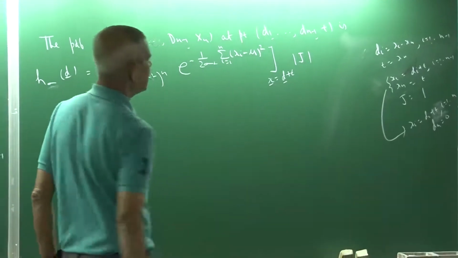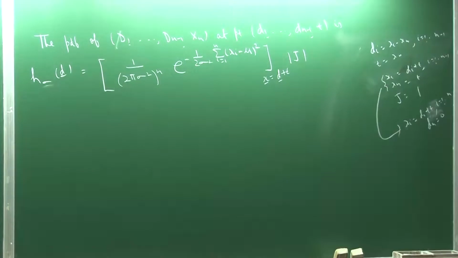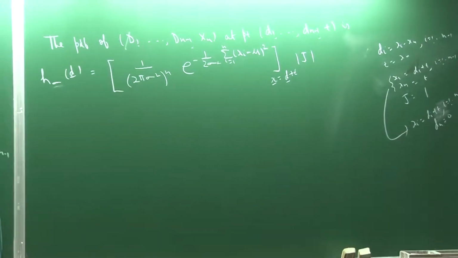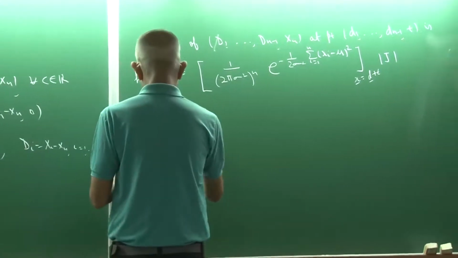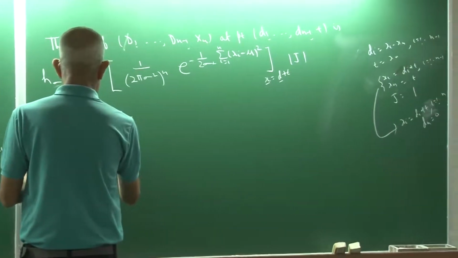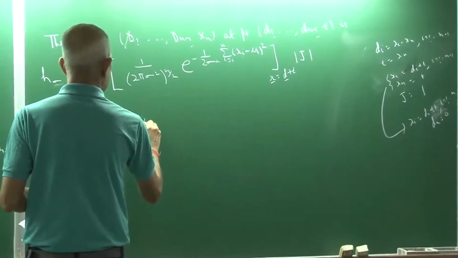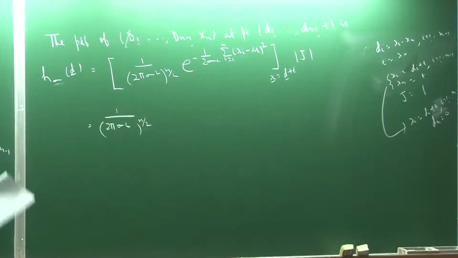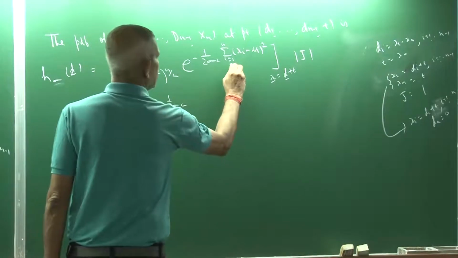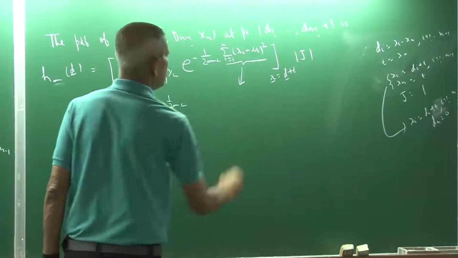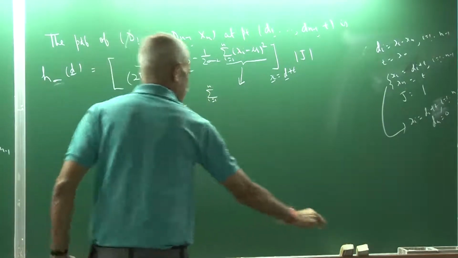I can write this as summation i equal to 1 to n of xi minus x bar whole square plus n times x bar minus mu whole square. So this becomes 1 by 2 pi sigma square to the power n by 2, e to the power minus 1 by 2 sigma square. Actually, this whole thing, if you see, is nothing but summation i equal to 1 to n. Let me write it down before.